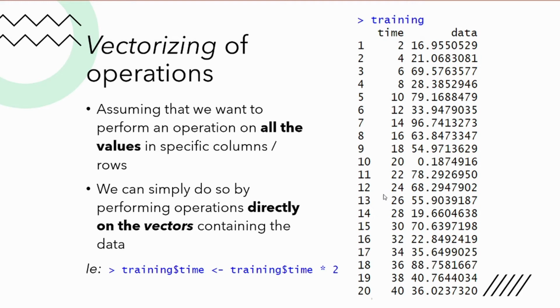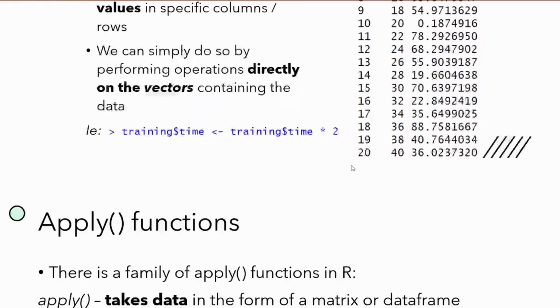We don't have to iterate through the entire data frame or the entire column. We can simply pass the column as an argument to our operation, and it would perform the operation on all the elements in our vector, matrix, or data frame column. You could actually do that for the whole data frame, but in this case we're doing it for the column.